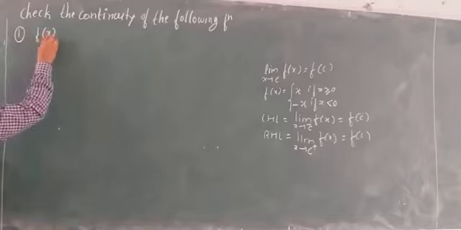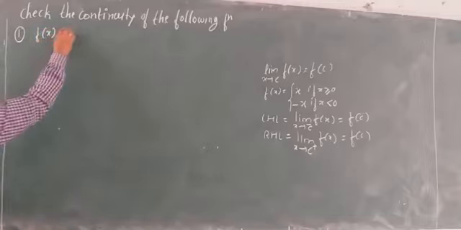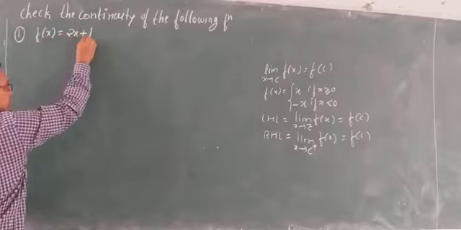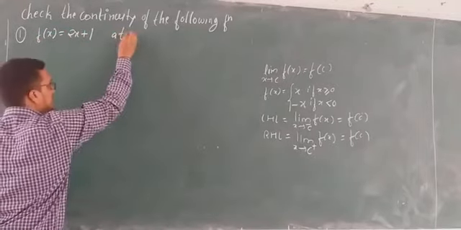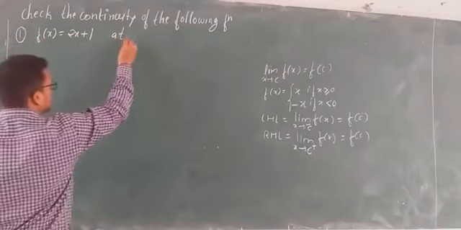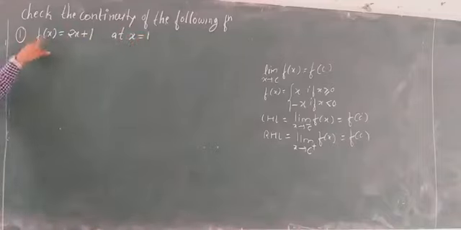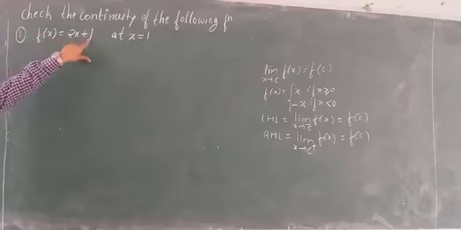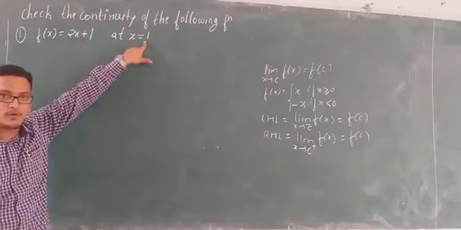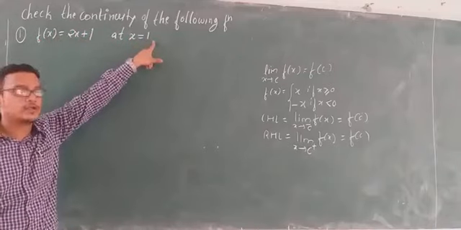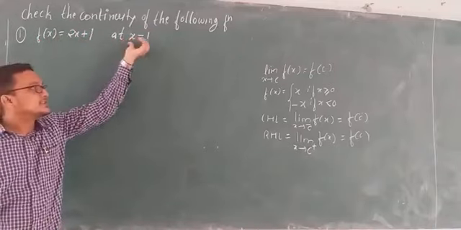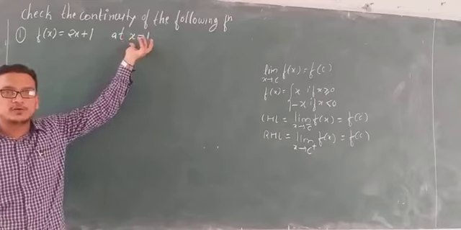So f of x is equal to 2x plus 1 at x is equal to 1. Here they have given one function, that is 2x plus 1. You have to check the continuity of this function at the continuity point, that is x is equal to 1. This is called the continuity point.